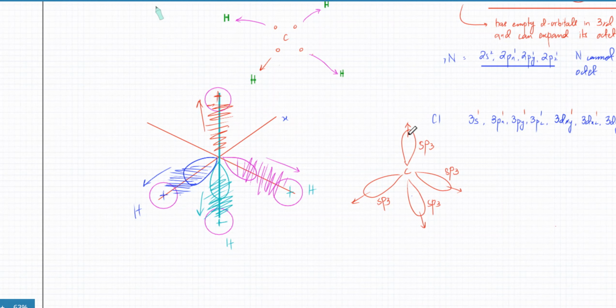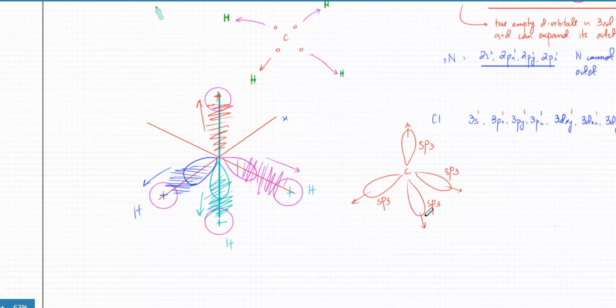Yeah, so it's called Sp3 because 1s and 3p orbitals mix together. That's why, right? Or simply just ignore it. Don't get confused with the name. That's just a name. It has no special significance. It's just a name that they gave to these orbitals.